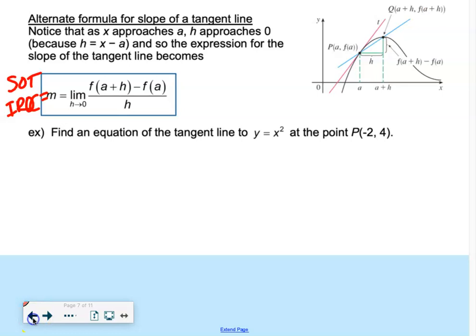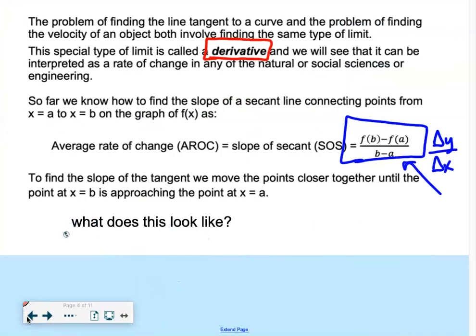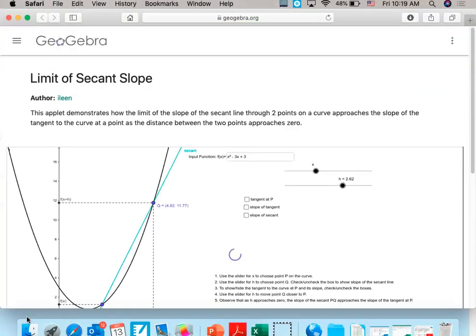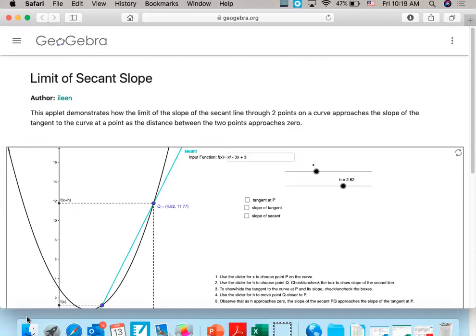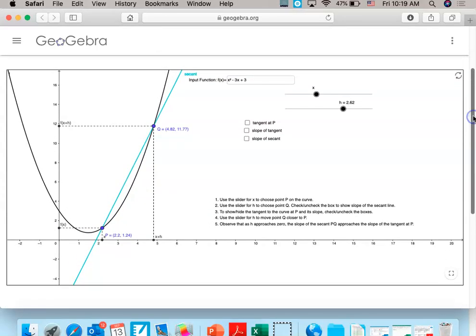We got it? Okay. So I want to back up. Here we go. I'm going to pull up my GeoGebra again. All right. So we're back to the same picture that we started with. And this was point P and this was point Q. So instead of calling it P and Q, I'm going to let this be X right here. And I'm going to separate X and my other point by a distance called H.